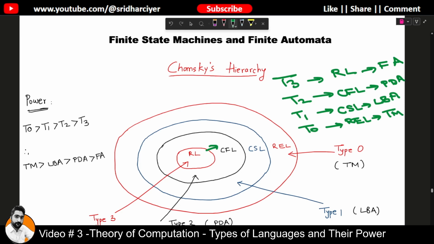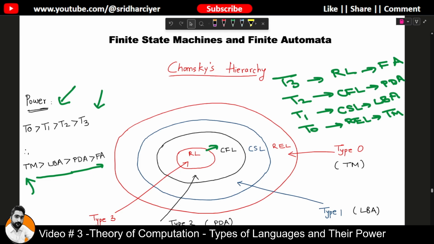So now if I talk in terms of power, I can say that T0 over here is more powerful as compared to T1, which in turn is more powerful as compared to T2, and which in turn is more powerful as compared to T3. So if I write it like this, Turing machine is the most powerful machine which will accept almost all types of inputs, all types of strings. So this particular question comes for approximately 5 to 10 marks if I'm talking about university exams, or a similar question could be asked in the competitive exams also based on the power of such machines. So I hope you understood this particular concept.